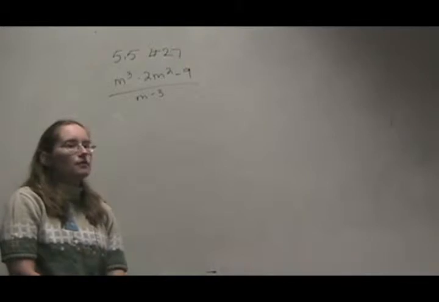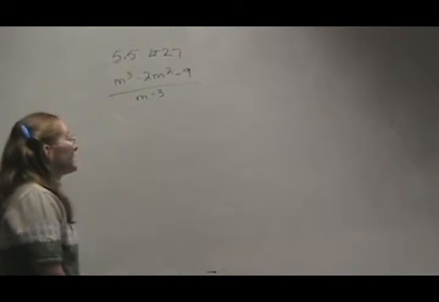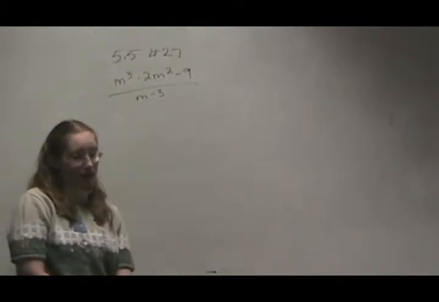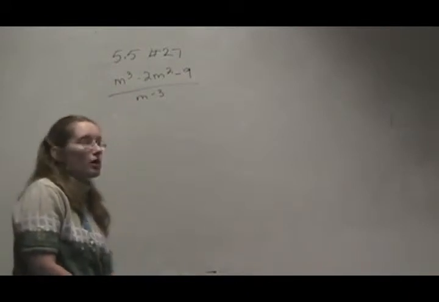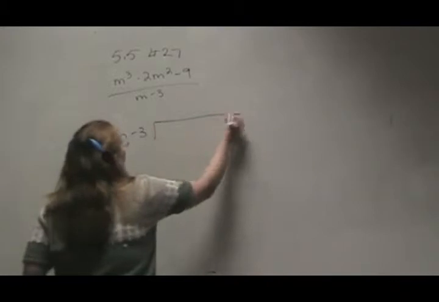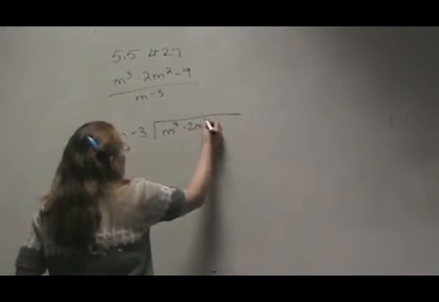The only time you can get out of using long division in a case like this is if you can factor both numerator and denominator. In this case, I can't factor the numerator. You can try if you want, but you can't. Then I'm going to have to use long division. So, m minus 3 divided into m to the third minus 2m squared.